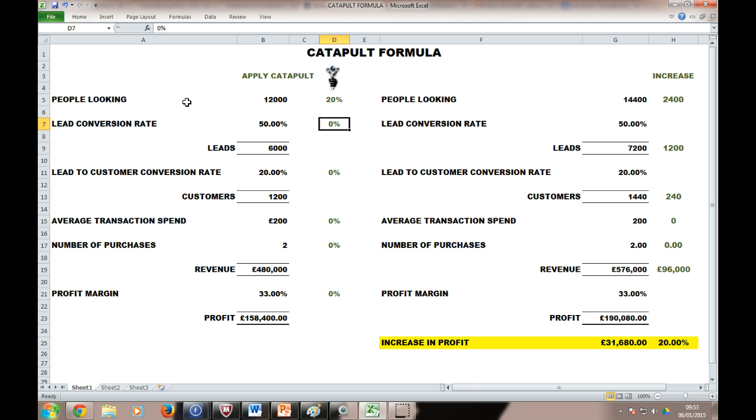Lead conversion rate. Now, particularly if you use pay-per-click or search engine optimization methods to bring people in, the lead conversion rate should be fairly high anyway. We've got it set to 50%. Let's go again, 20% conservative.